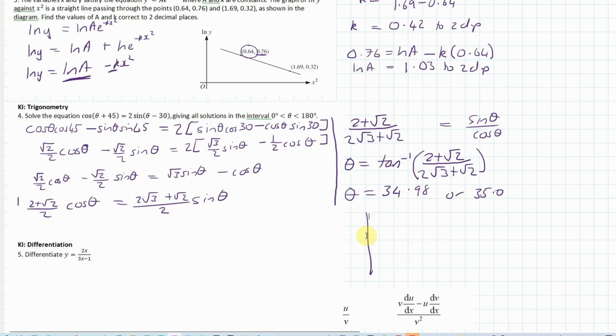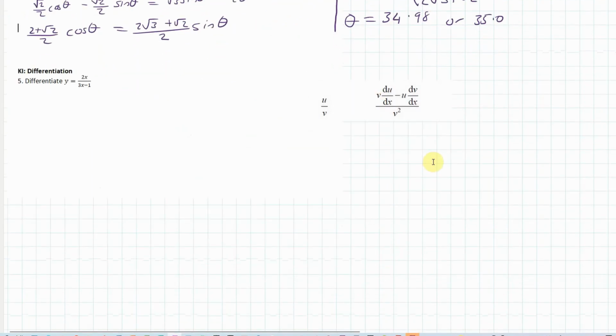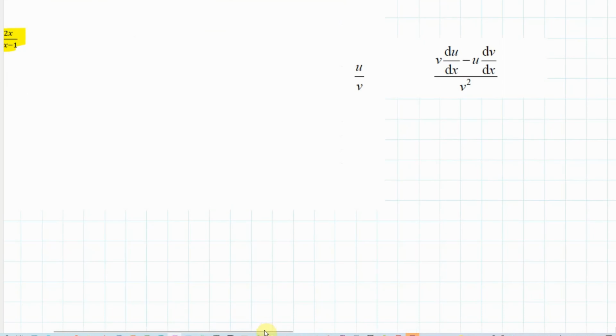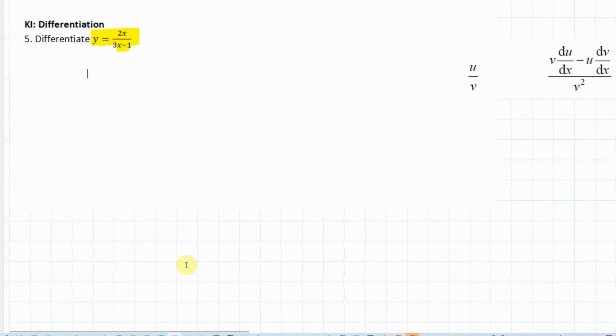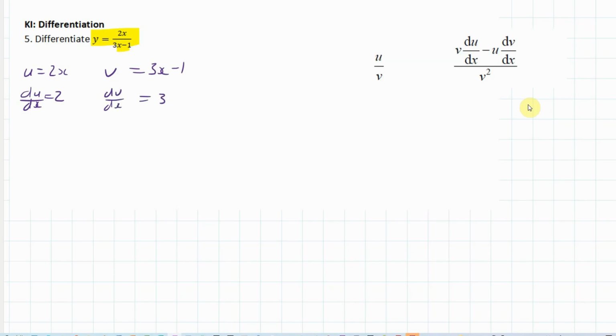Now, last one, differentiation, we're going to use the quotient rule. I'm not sure if we'll have talked about this in class or not, but here's how you do it with this equation here. We want to differentiate this. It's quite small, isn't it? So what we'll do is we assign something to be u and something to be v. So we'll say u is equal to 2x, and then we differentiate that with respect to x, so du dx is 2. Then we make v equal to the bottom, and so dv dx is equal to 3. And then we pop it into this formula.